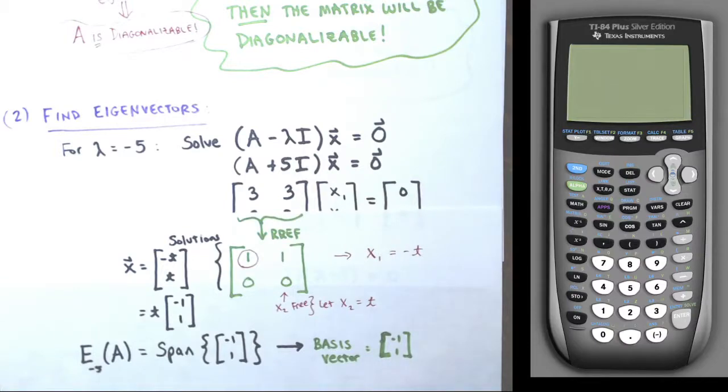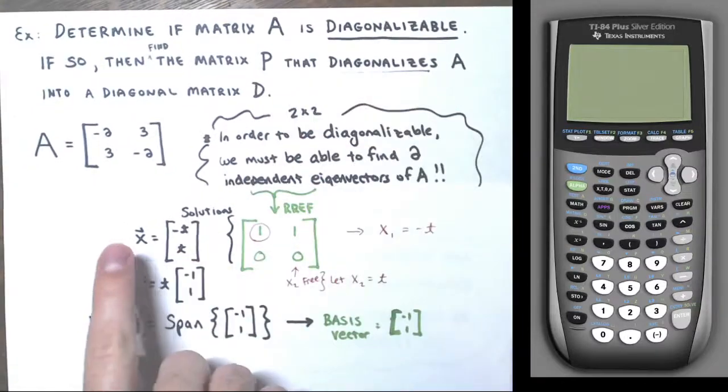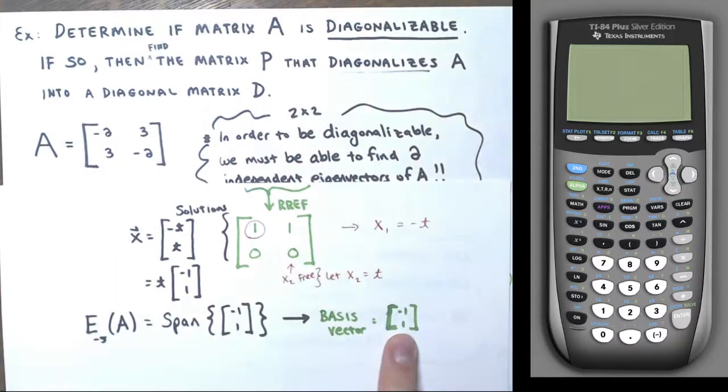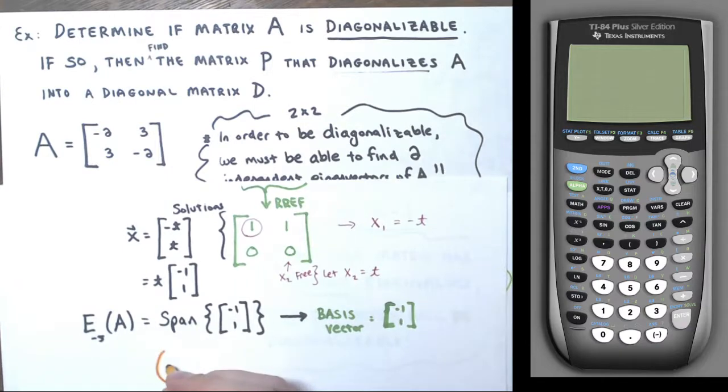You can always double check: multiply matrix A by -1, 1, and your output should be 5, -5. It should be -5 times this. I'll also list the eigenpair that we're getting from here: -5, comma, and then one of my basis for this space, (-1, 1). Right, so that is an eigenpair of A.